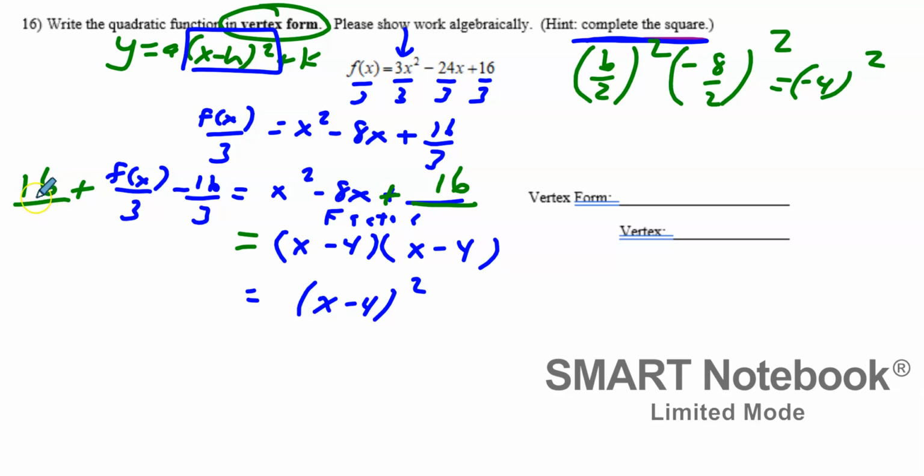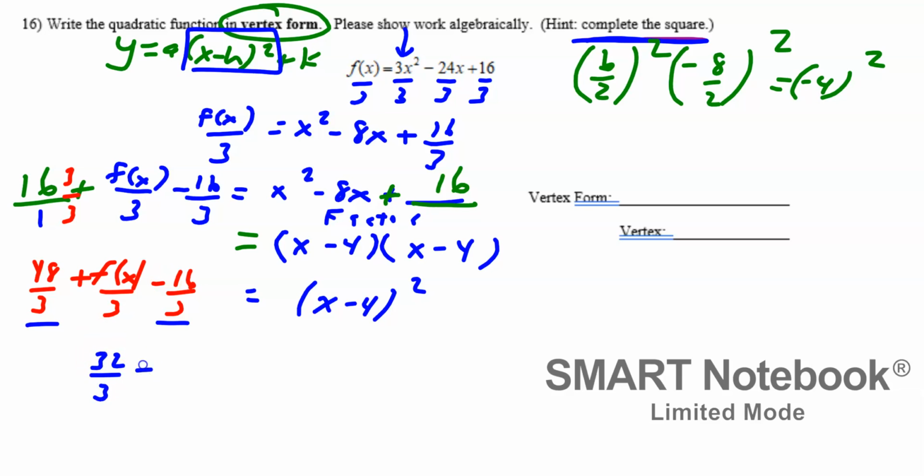On this side, this is really 16 over 1, and we need a common denominator to add these things. So this first one needs to be multiplied by 3 over 3. So we'd really have 48 thirds plus f of x over 3 minus 16 thirds. And then we can add these guys together. 48 minus 16 is going to be 32 thirds plus f of x over 3 equals x minus 4 quantity squared.